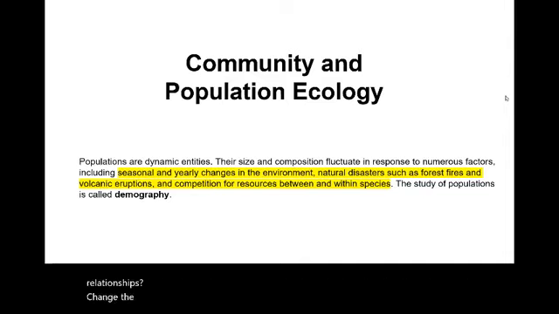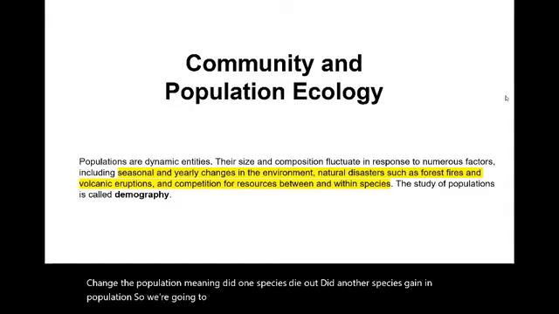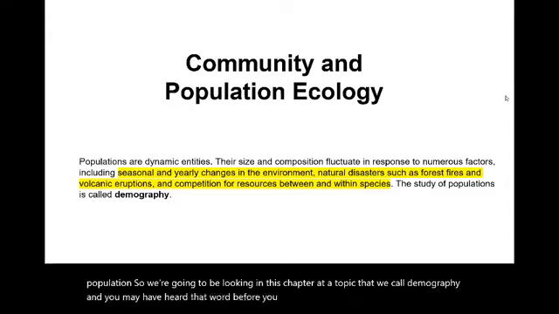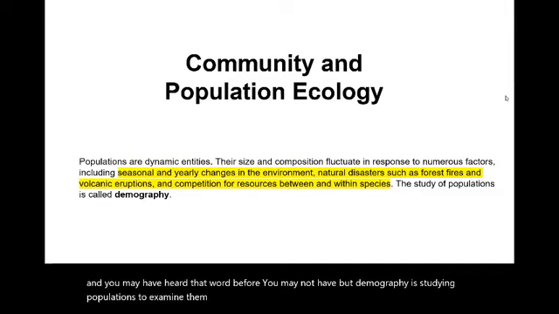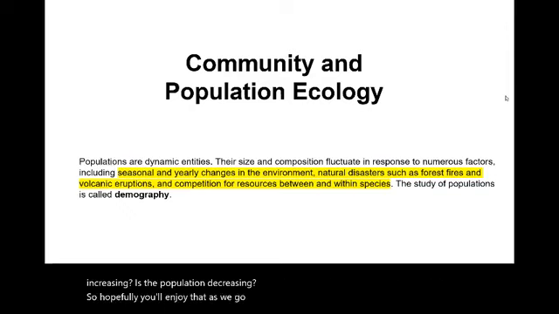Meaning, did one species die out? Did another species gain in population? So we're going to be looking in this chapter at a topic that we call demography. And you may have heard that word before, you may not have, but demography is studying populations to examine them and to determine if there are trends. Meaning, is the population increasing? Is the population decreasing?